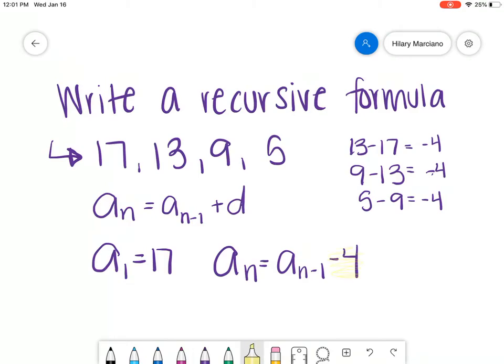We're plugging in here, over here I'm highlighting. That is our common difference because it's arithmetic. And then here we're pointing out that our first term is 17.